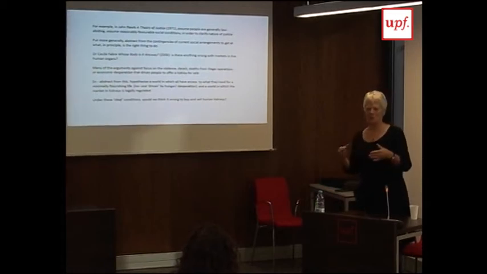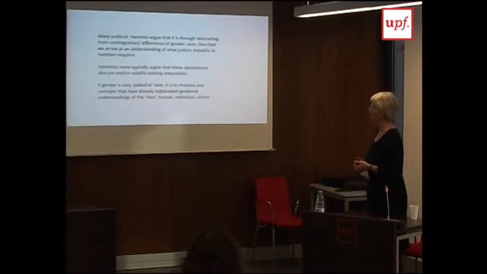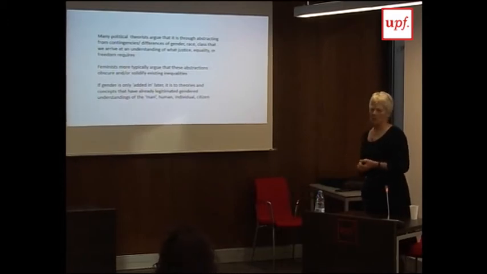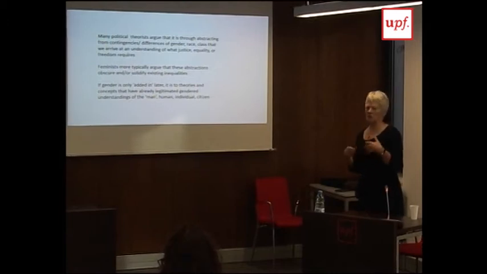But one of the problems with it is that it leads political theory in a direction in which we don't actually engage with the actual inequalities and injustices of our world. So what I'm saying there is basically, in a lot of contemporary political theory, a lot of political theorists will argue that it's precisely through abstracting from what they might describe as the contingencies or the differences of gender, race, class, that we arrive at an understanding of what justice, equality, or freedom requires.